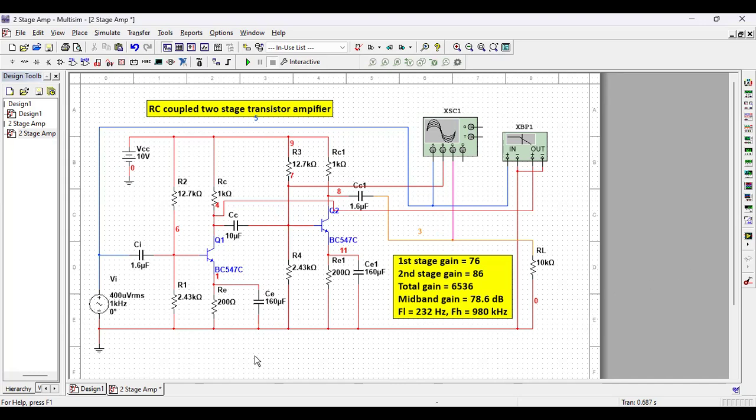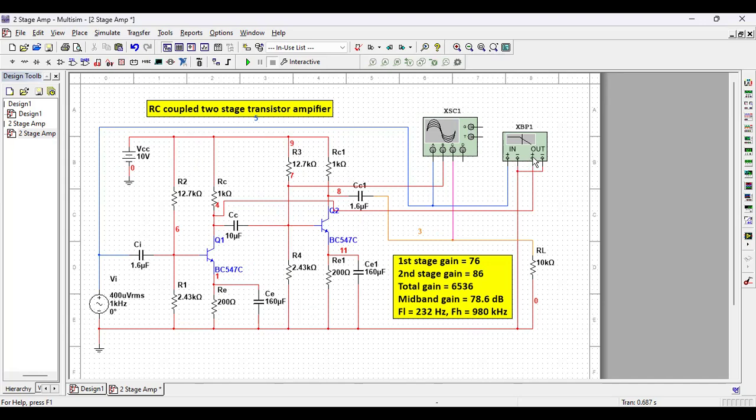In front of you, there is a two-stage amplifier. There is a one-stage audio amplifier, first stage. There is a second stage, and they are coupled by a coupling capacitor. In fact, this experiment I have done earlier also for you. We repeat once again today for one particular purpose.